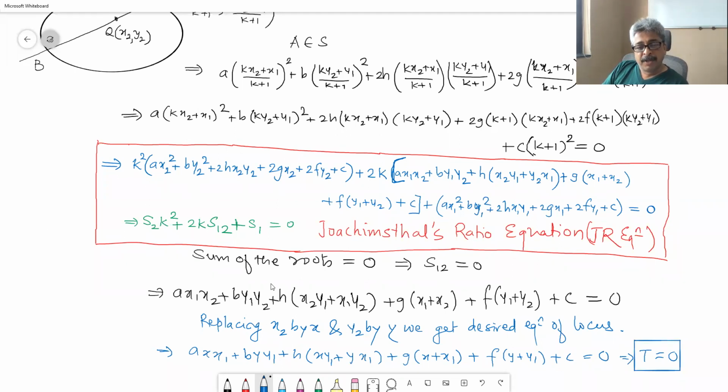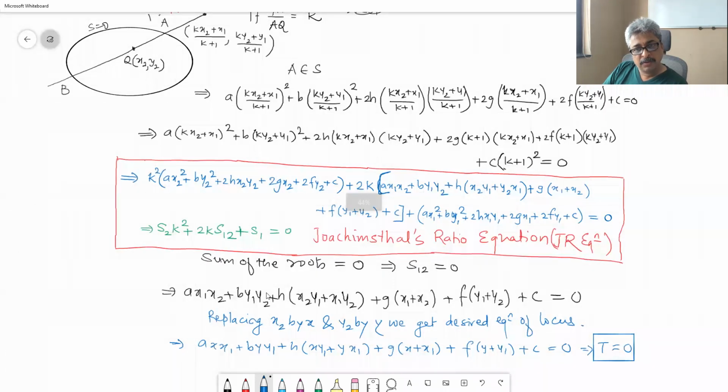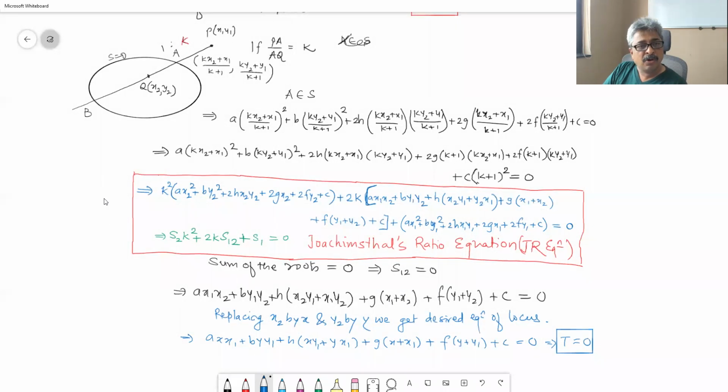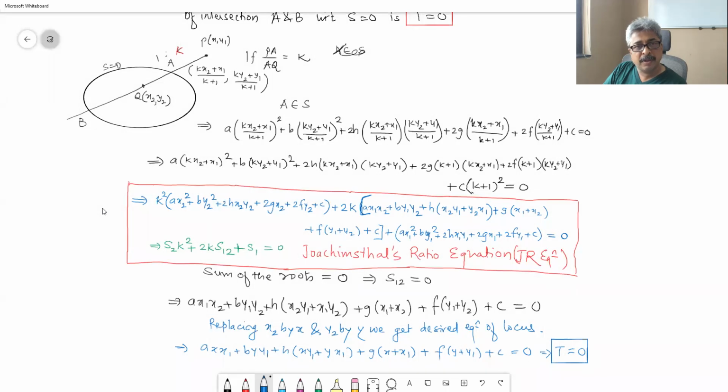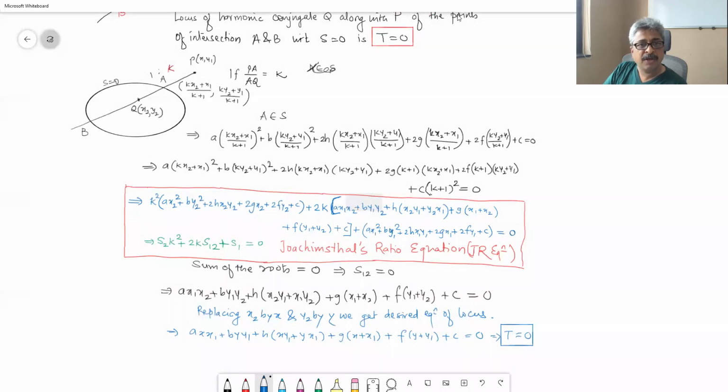I wait for some time, I make it on one board, check whether every step is understood or not, and any questions we will figure out. Okay, so the question is why the sum of the roots is equal to 0? Let us explain it again.